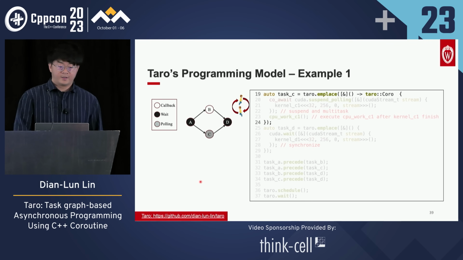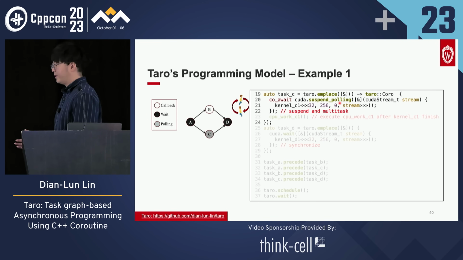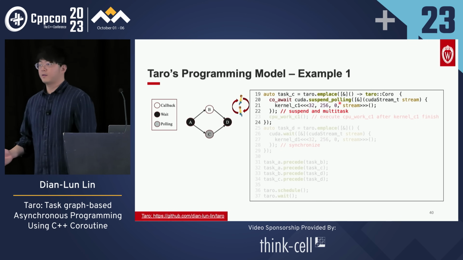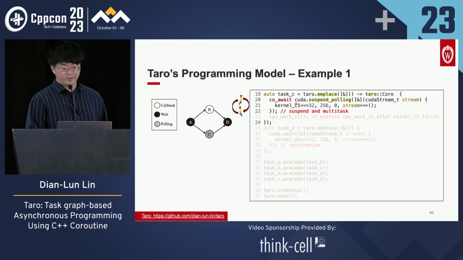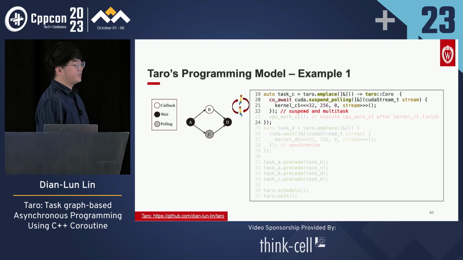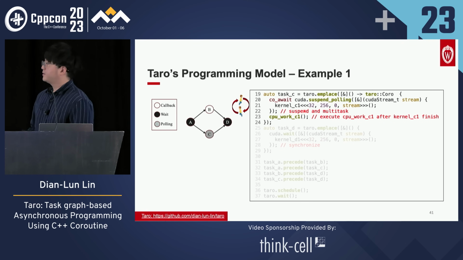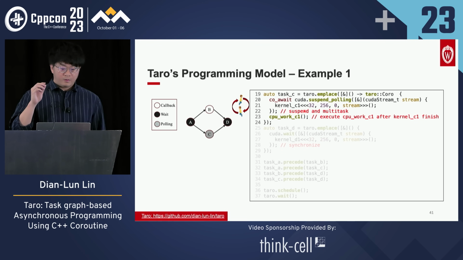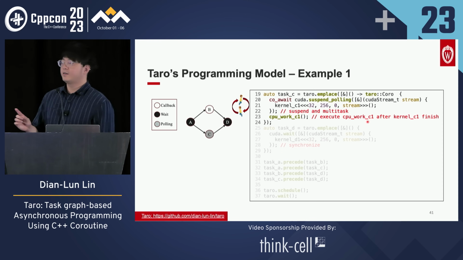Right. Here, task C is a polling task. So here I specify this is a coroutine. And then I offload GPU kernels using suspend polling. You just change the name from suspend callback to suspend polling. Okay, so after CPU offloads GPU kernels, it can multitask to another task, if there's any. Here I have CPU work C1. When the CPU thread offloads the GPU kernels and then suspends, you'll resume this CPU work C1 after kernel C1 finishes.